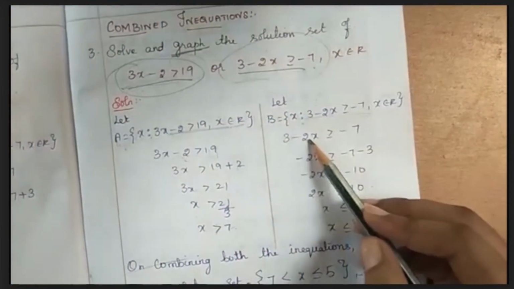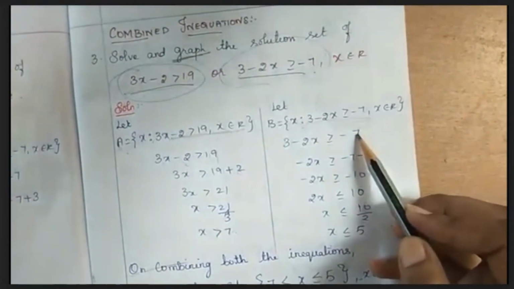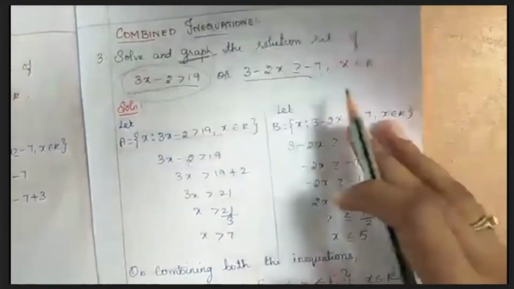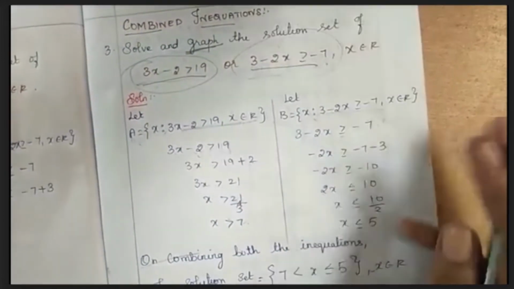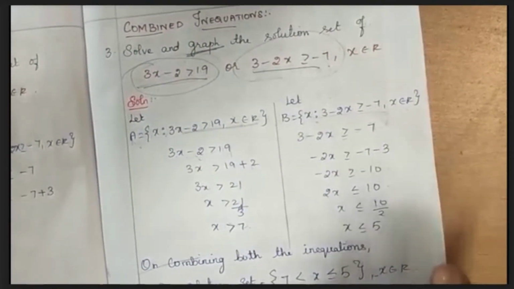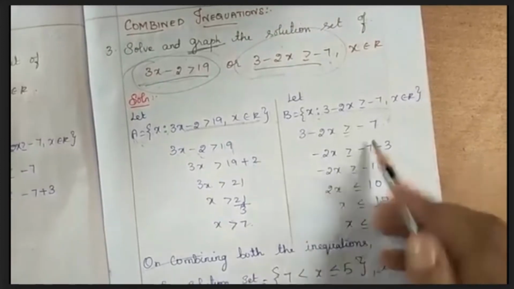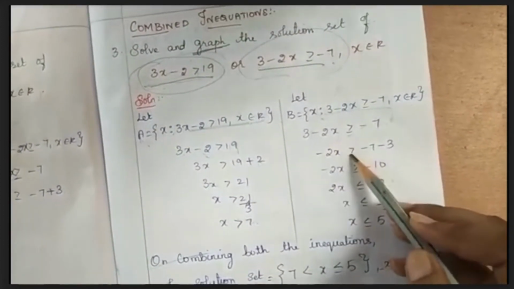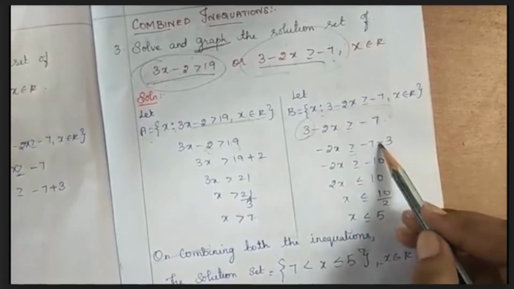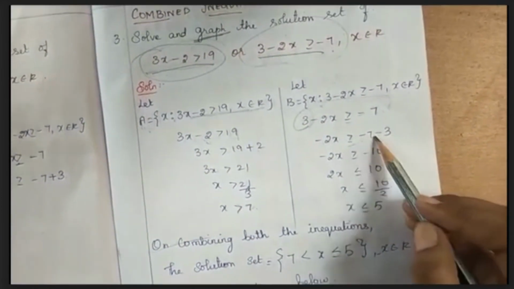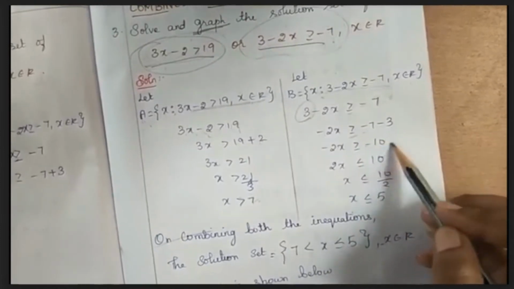Here 3 minus 2x is greater than or equal to minus 7. So here also we have to find the value of x. What we have to do? Bring only the x term to the one side and constant term to the other side. So minus 2x is greater than or equal to minus 7 minus 3. If I bring this 3 to the next side, it will become minus 3. So minus 7 minus 3 is nothing but minus 10.